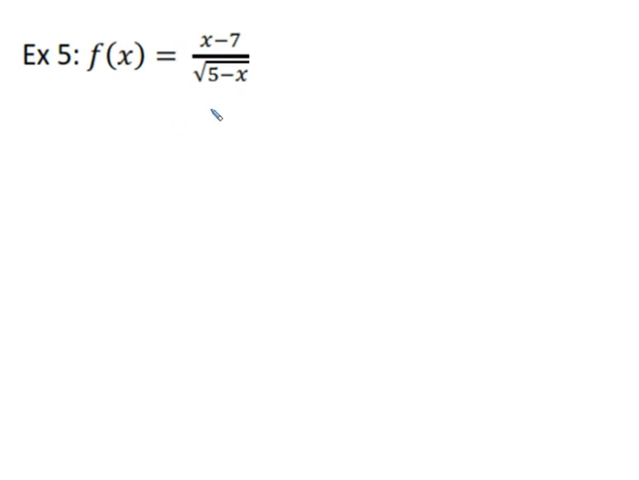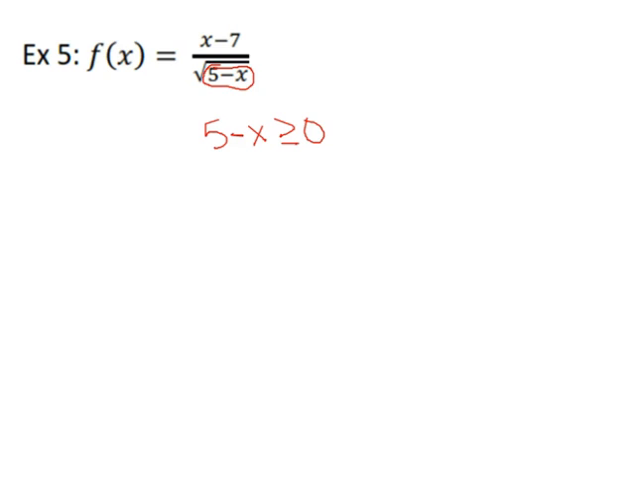Alright, moving on to our next one. This one's actually kind of tricky because we're dealing with a square root and a fraction all in one. So we have to use both of those ideas: the denominator cannot equal 0 and square roots have to be greater than or equal to 0. So looking at this square root right here, I know that the radicand, the inside quantity, has to be greater than or equal to 0. That's just what the square root is telling us.